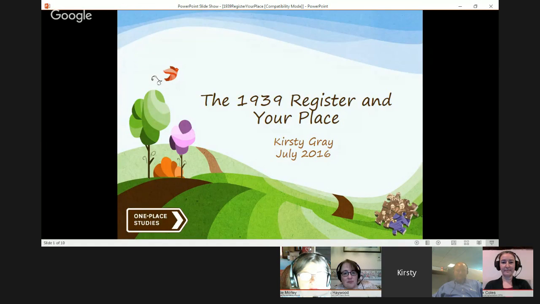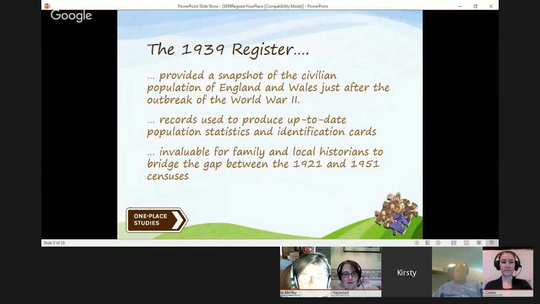So the 1939 register, as I say, was taken on the 29th of September 1939. Now, some people do call it a census because it's pretty similar to a census, but actually it's not exactly like that. It's arranged along similar lines and includes similar but less detailed information in some parts. So it provides a snapshot of the civilian population of England and Wales just after the outbreak of World War II. Records were basically used to produce an up-to-date population statistic and also the identification cards.